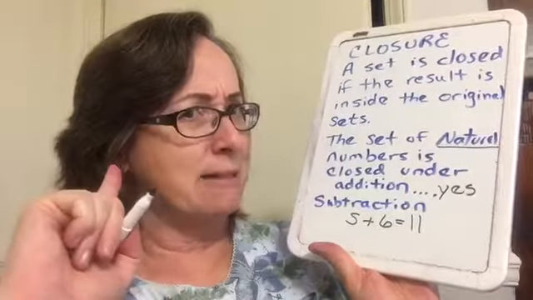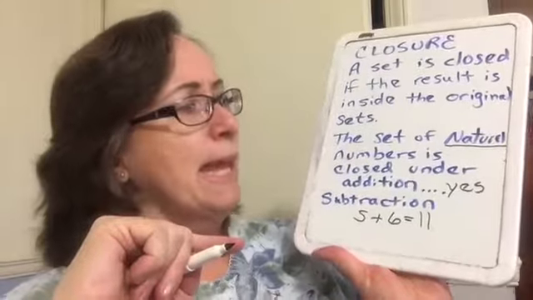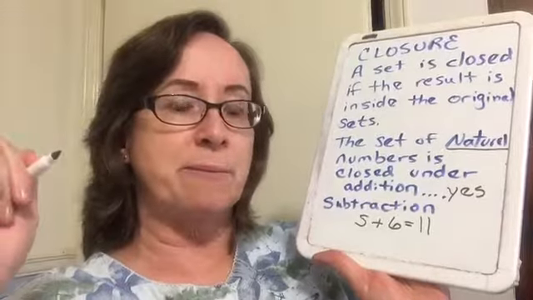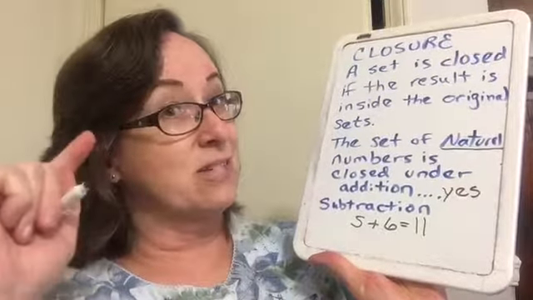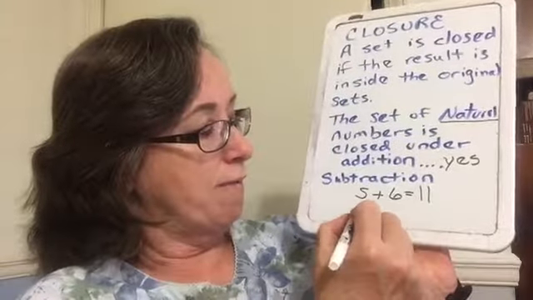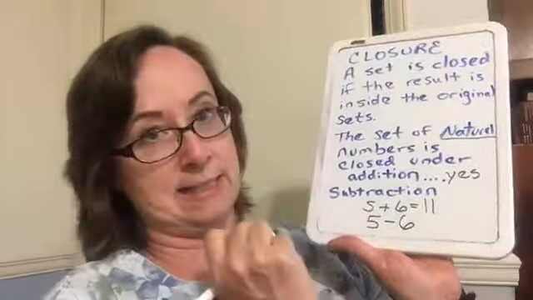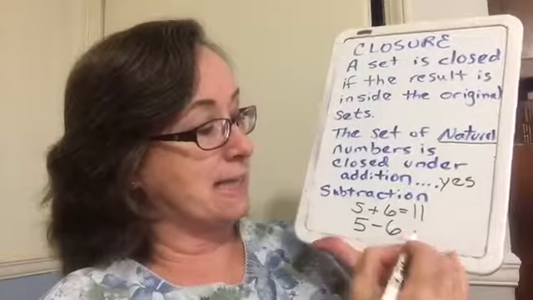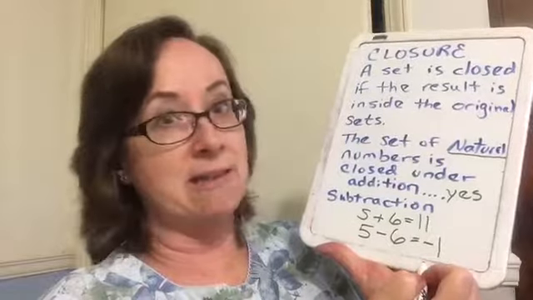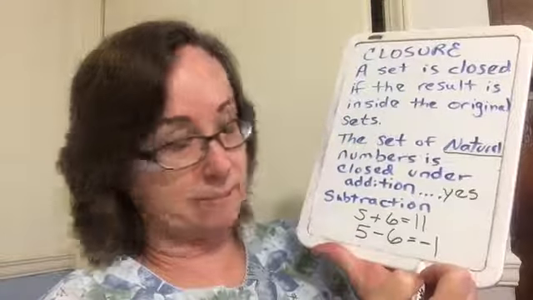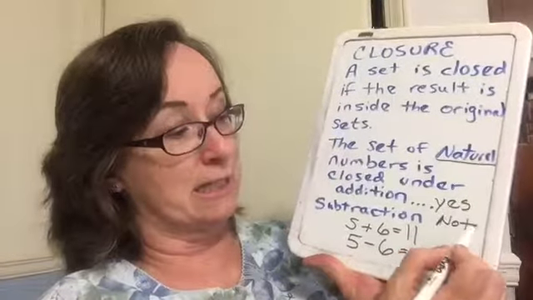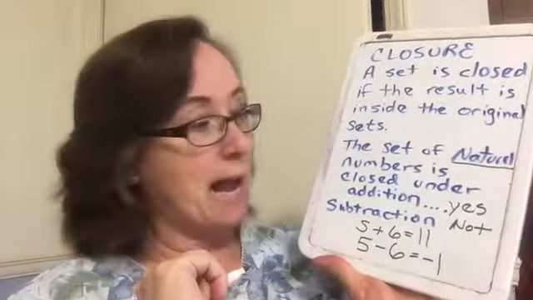Okay, but now let's think about subtraction. Is the set of natural numbers closed under subtraction? The answer is no. What if I take these same two natural numbers, 5 take away 6? Well, 5 take away 6 is -1, and -1 is not a natural number. So the natural numbers are not closed under subtraction.